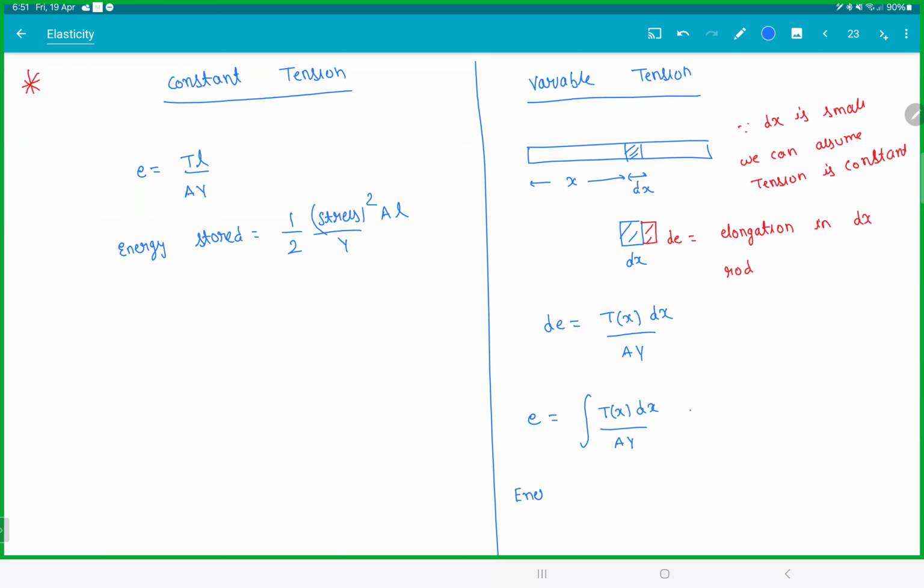And your energy stored will be, this is the reason why I like this format of writing it. Because if you see, stress depends only on tension. T of x by area is your stress, squared, by Young's modulus, into A dx. A dx is the volume in the small section. So if the tension is variable, use these formulas.